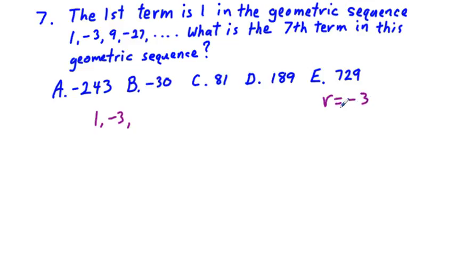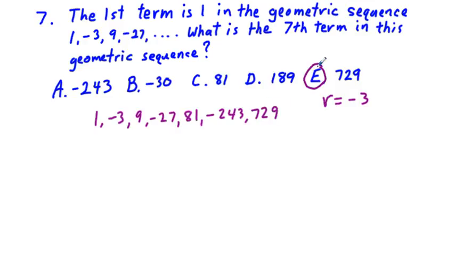The number you multiply by one term to get to the succeeding term. Well, the fourth term is negative 27. The fifth term is negative 27 times negative 3, which is 81. And then for the sixth term, you take 81 times negative 3, which is negative 243. And for the seventh term, we have negative 3 times negative 243, which is 729.